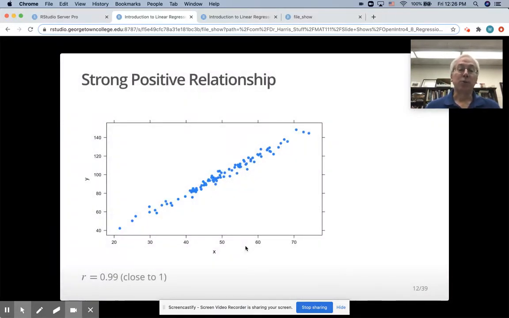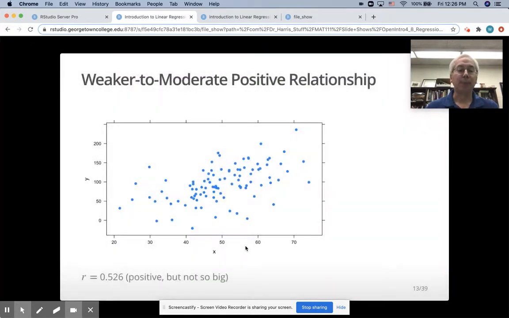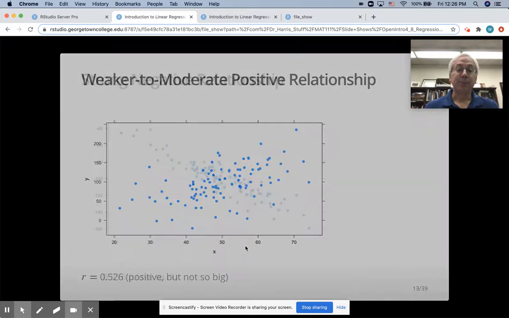Here's a case where all the points almost lie on a line with positive slope. And so you'd expect the correlation to be close to 1, and it's very, very close to 1, about 0.99. Here's one that's pretty similar to the case that we're looking at. It's positive. We definitely see an upward trend. It's not especially strong at all. This is moderate to weak, I would say, and the correlation was 0.526.